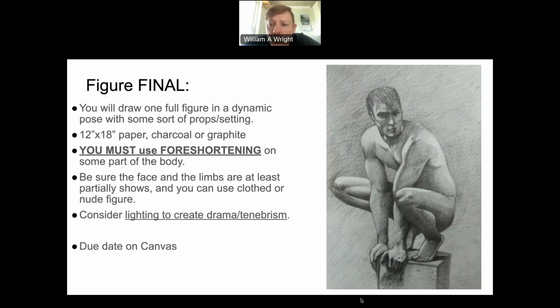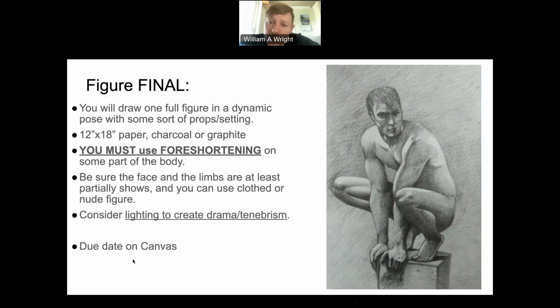I don't want to only see the torso and all the limbs go off the page. I want to see most of the limbs. If you have one where things go off the page, just send me the picture and I'll tell you if it's going to work or not. You can use clothed or nude figures, whichever you want. Although if it's just great big baggy clothes, that's not a very good study of the human figure. It should probably be more minimal than that.